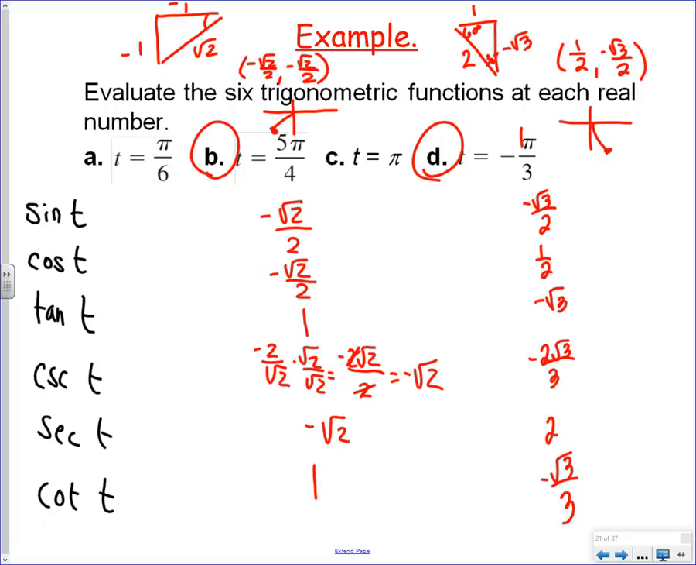Sine is the y, or opposite over hypotenuse. Cosine is the x, or adjacent over hypotenuse. Tangent is the y over the x. The over 2's cancel because they both have them. Or opposite over adjacent. Cosecant says take sine and flip it. Oh, that's negative 2 over root 3. Rationalize. I know, I did it in my head. There he is. Secant says flip the cosine. Cool. Cotangent says flip the tangent. Oh, negative 1 over root 3. Rationalize.